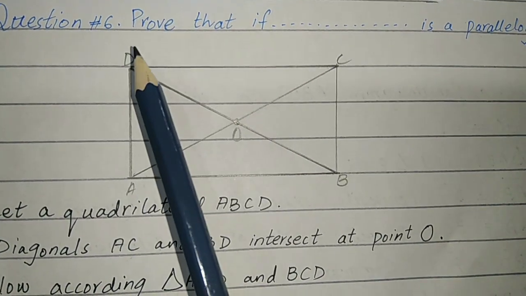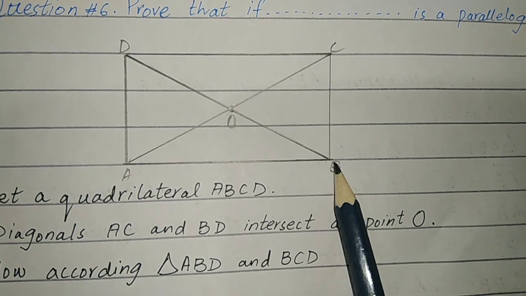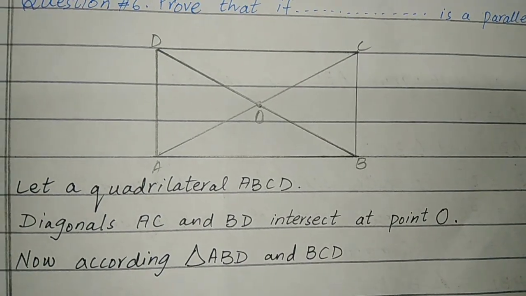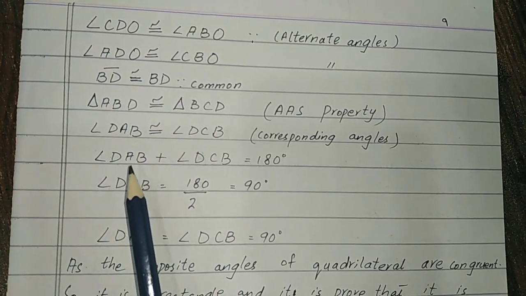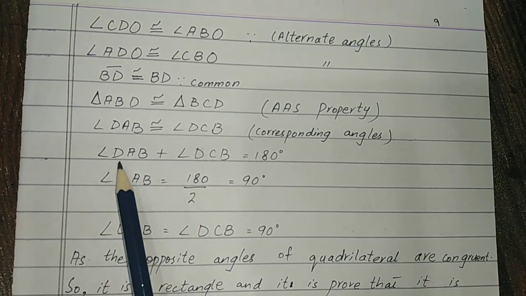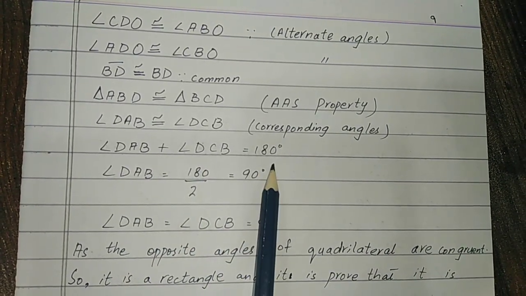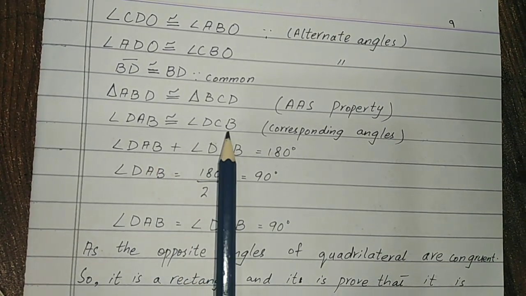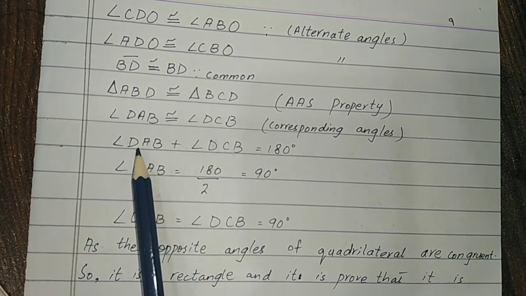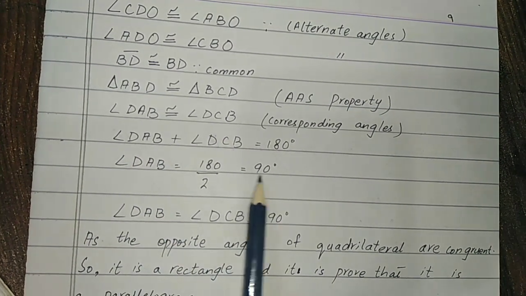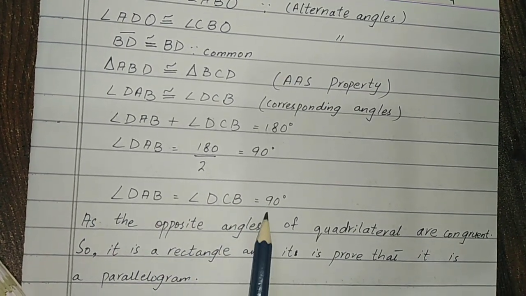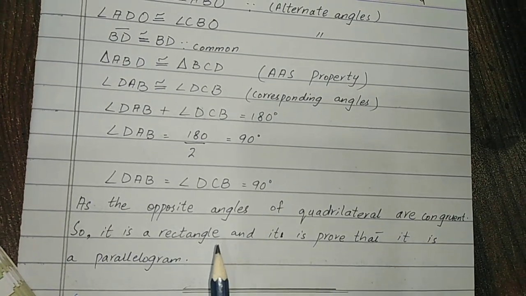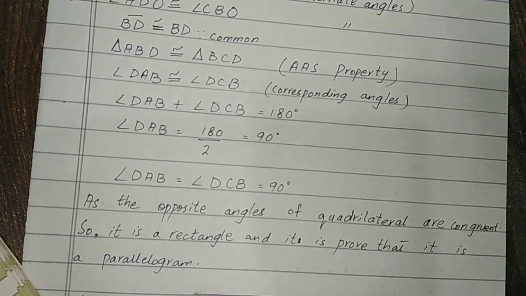Angle DAB is congruent to angle DCB. Now angles A and C are supplementary, so angle DAB plus angle DCB equals 180. Since angle DAB is congruent to angle DCB, it means 2 times angle DAB equals 180, so 2 is divided on the right-hand side and we get 90. So the angles are 90 degrees. As opposite angles of a quadrilateral are congruent and all the angles are 90 degrees, it is a rectangle. So it is proved that if this is a rectangle, it is a parallelogram.